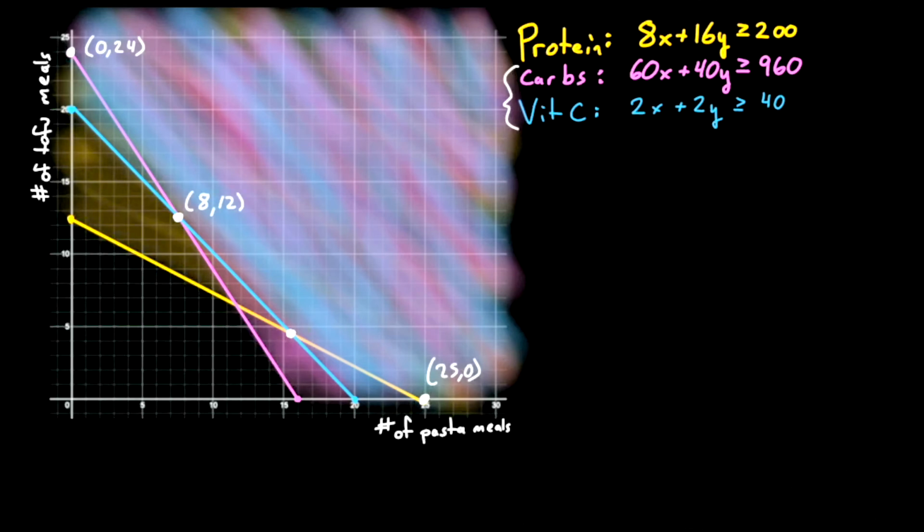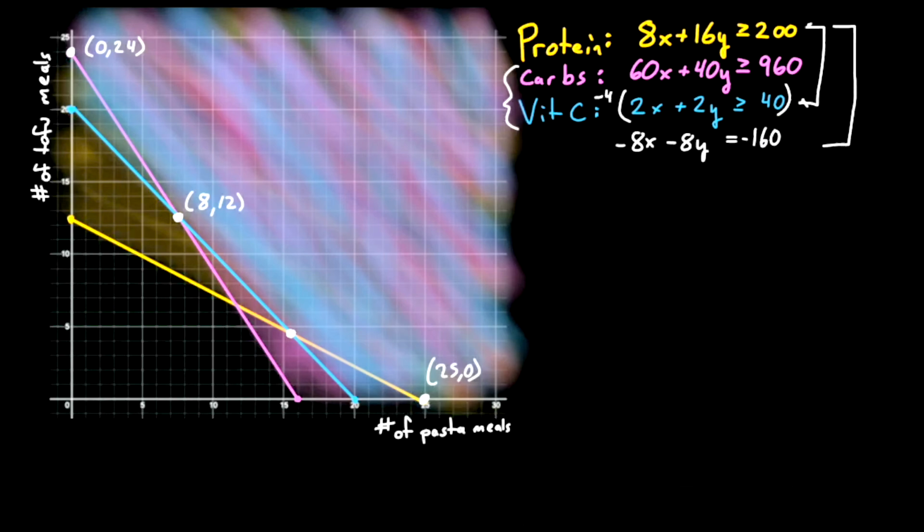And now we have to find this critical point. And according to our color coding, that would be the protein and the vitamin C line. So again, looking at these two equations for a minute, we've got 8x and 2x, those are not opposites, and we have 16y and 2y, again, not opposites. But I'm going to take this bottom line and multiply it by negative 4, and that will give me a negative 8x, which will be the opposite of positive 8x. All right, so negative 8x minus 8y, and then negative 4 times 40 would be negative 160.